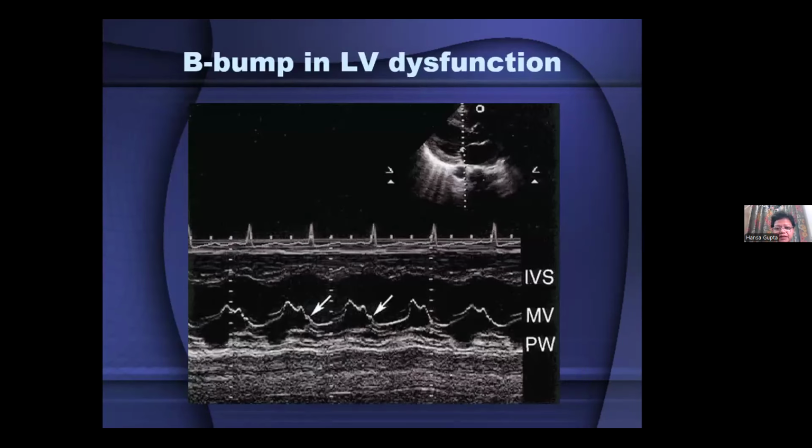See here, another finding is the B bump. This is the AC shoulder of the mitral leaflet. This is the mitral leaflet waveform. This is a closure line. This is the AC shoulder. This is a B bump here. This also indicates LV dysfunction.